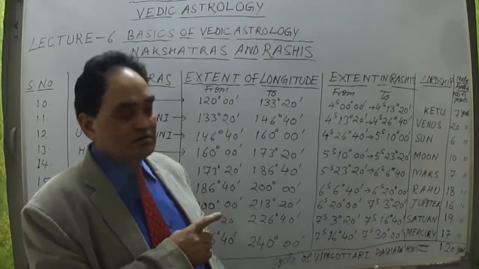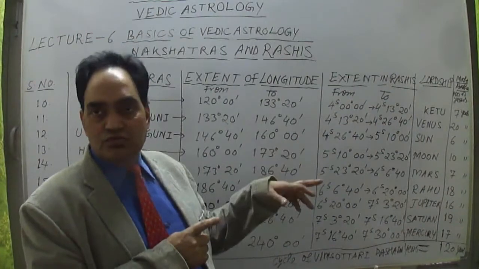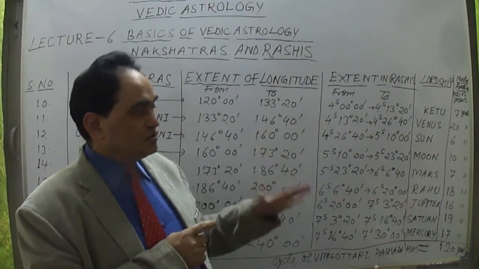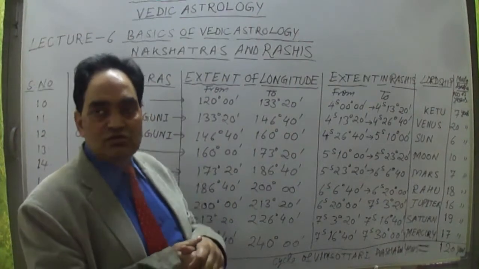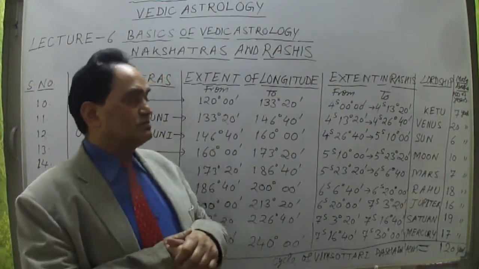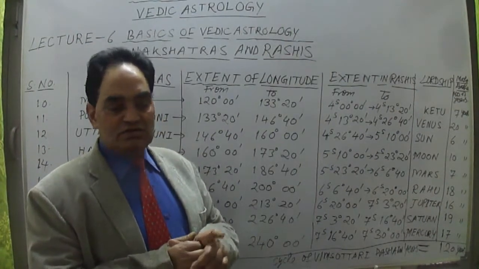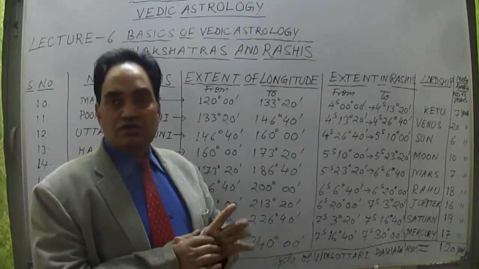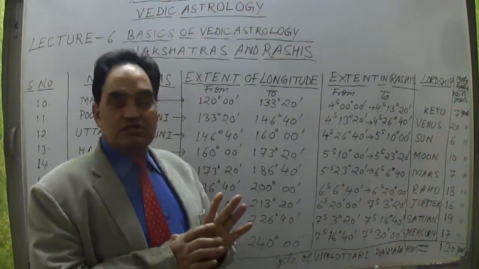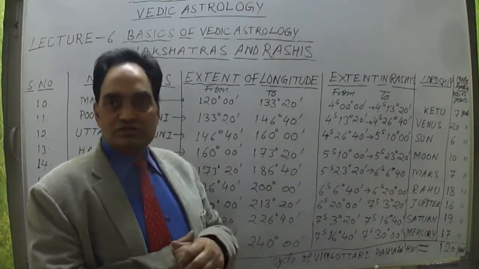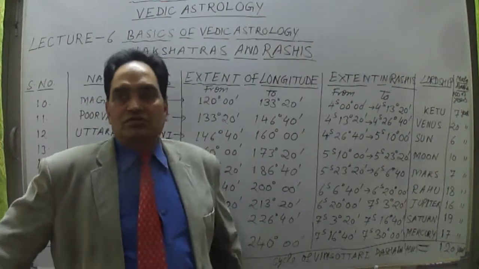Venus has the 2nd, then the 11th, and then the 20th. That is how Venus has lordship over these nakshatras. After 9, the 10th is allotted to Ketu, and the 11th is allotted to Venus. And after 19, the 20th one is allotted to Venus. So this is how the planets are allotted.